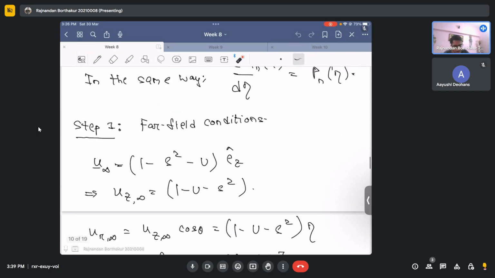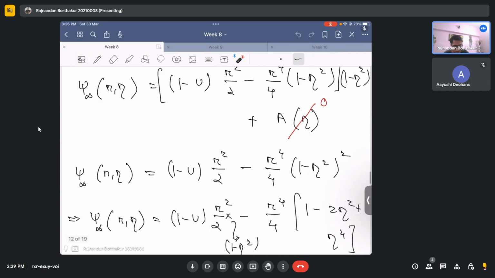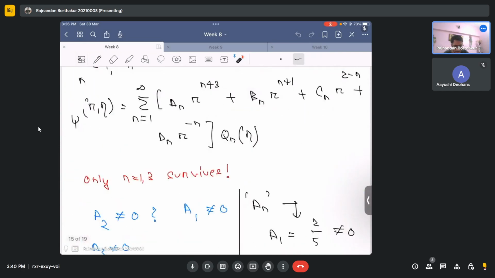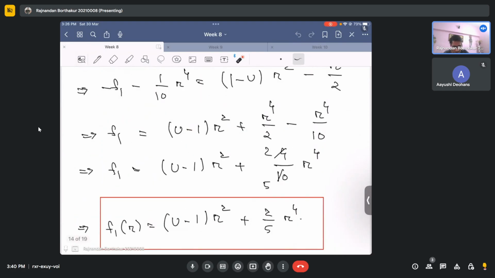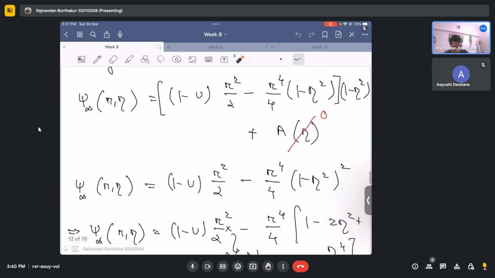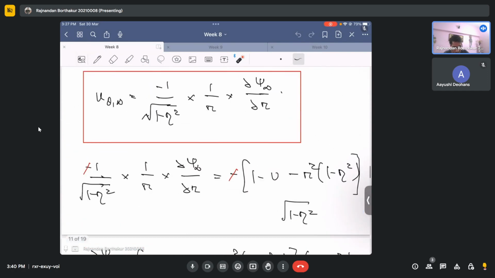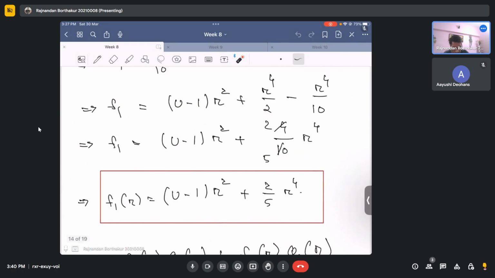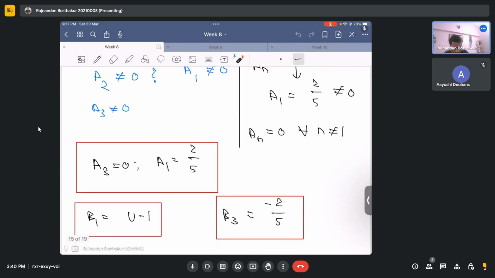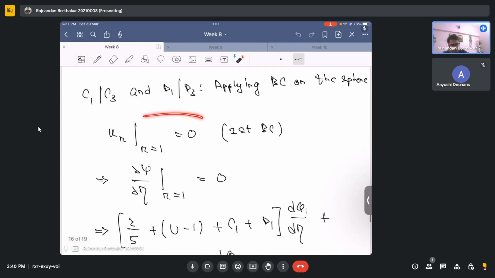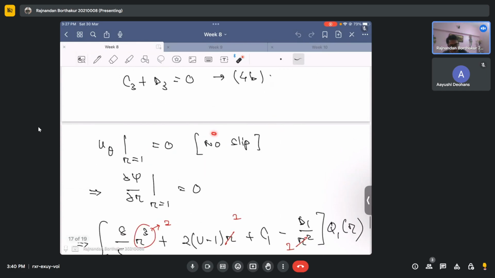In the calculation of the c n's, I said that we use two boundary conditions on the sphere surface, which are the familiar no slip and no penetration boundary conditions. Let's check where we did that. Yeah, so this is the no penetration boundary condition, and then we also use the no slip boundary condition.